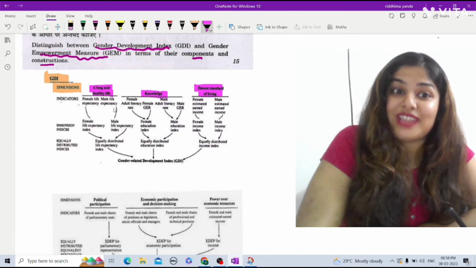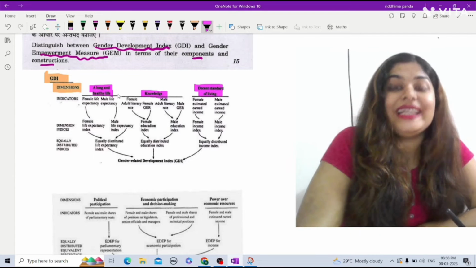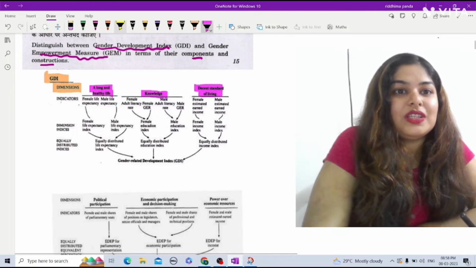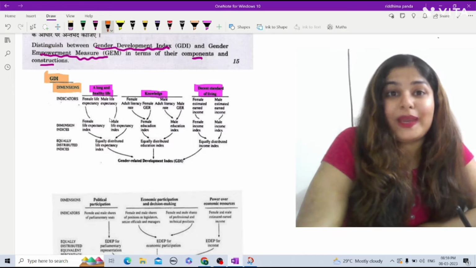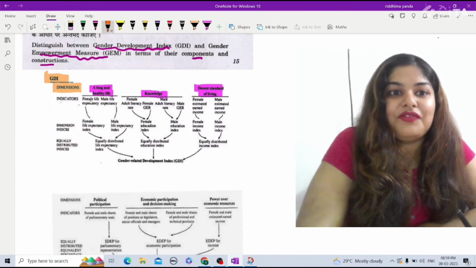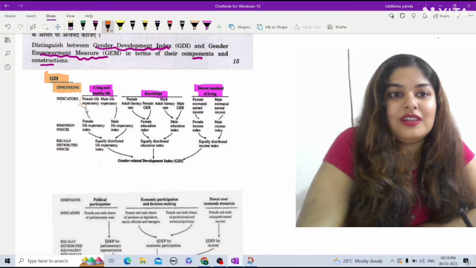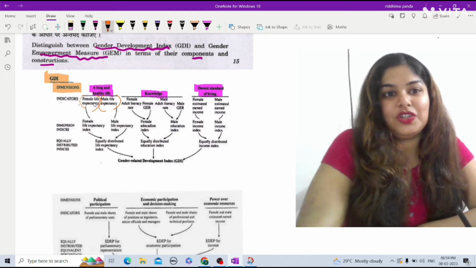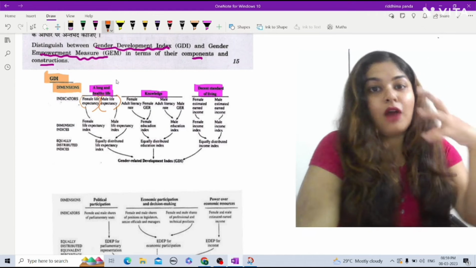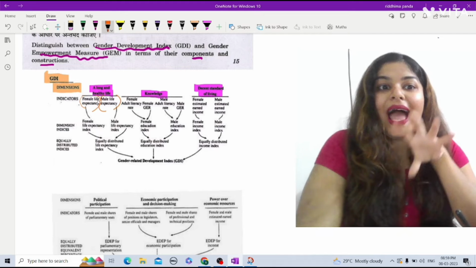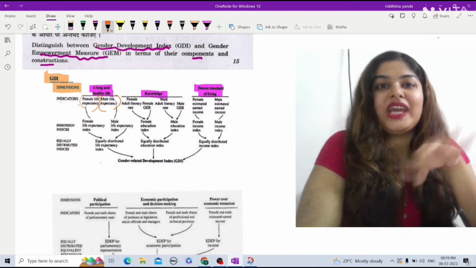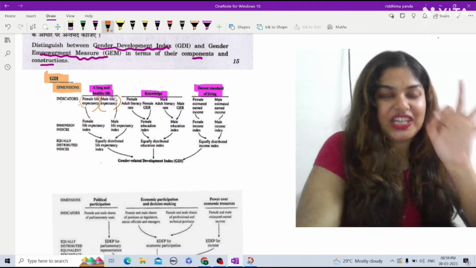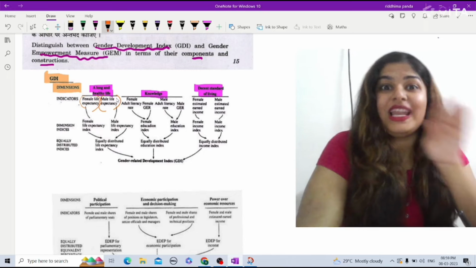Now, in order to cover these aspects, what are the indicators? To measure a long and healthy life, we have to check life expectancy. For that, female life expectancy is measured, and male life expectancy is measured. From the population, only the number of females and their life expectancy is measured separately, and similarly for males. In HDI we calculate for the whole population, but in GDI we calculate it separately for female and male.